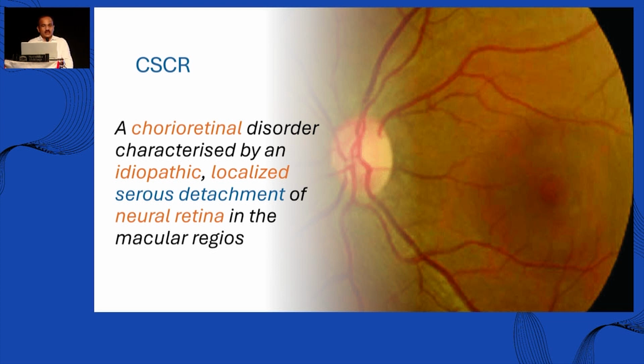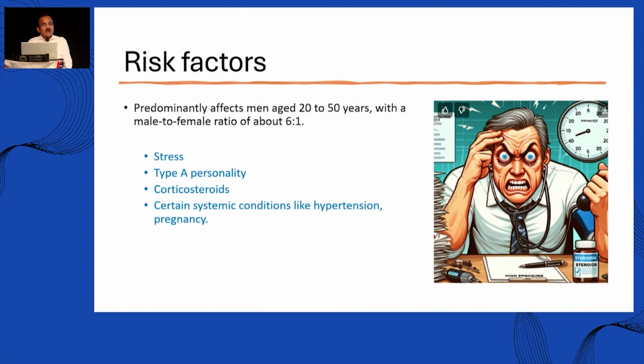CSR is a choroidal disorder characterized by an idiopathic localized serous detachment of the neural retina at the posterior pole. It's a clinical diagnosis. Risk factors we all know are stress, type A personality, corticosteroids, and certain systemic conditions like hypertension and pregnancy.